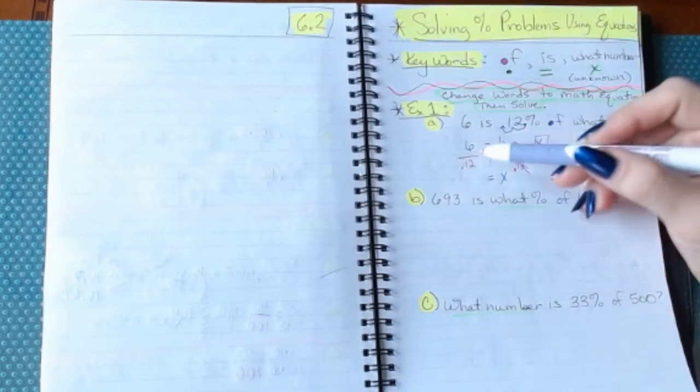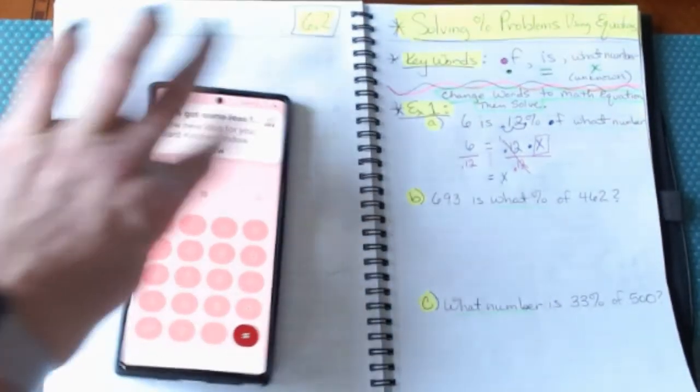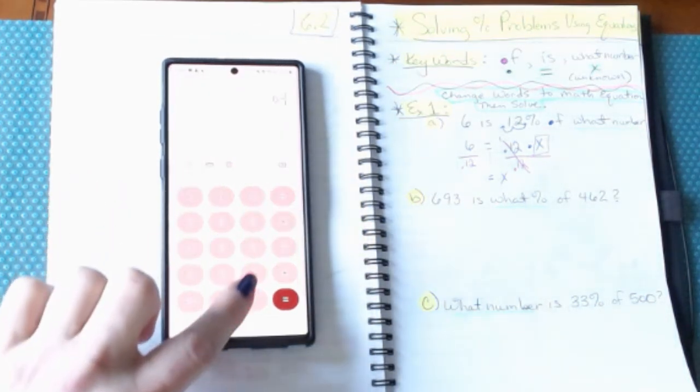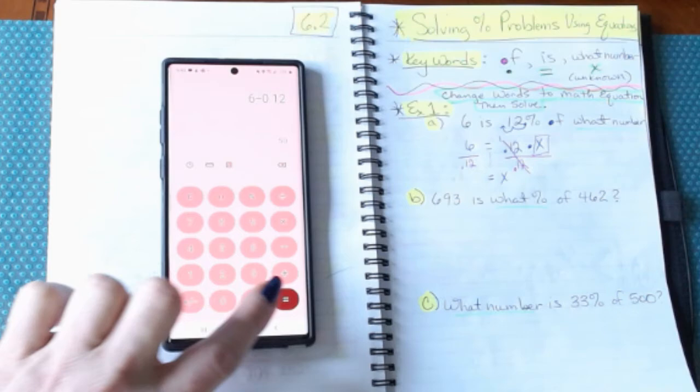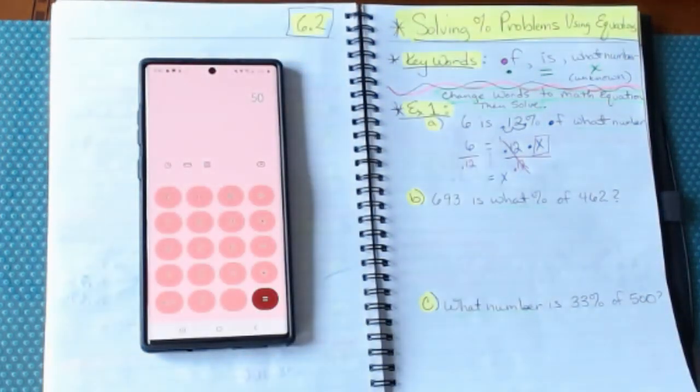Notice I'm keeping everything very lined up. Again, I emphasize this over and over again in my videos. Be organized, be neat, do your steps. So now, do I want you to divide 6 divided by 0.12 longhand? No. So just quickly go ahead and take your calculator, take 6 divided by 0.12, enter, and we get 50. So 6 divided by 0.12 is 50.